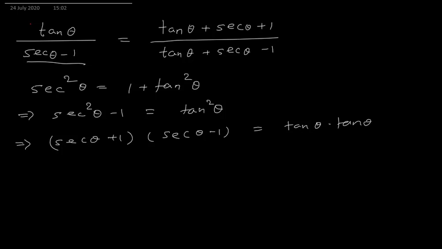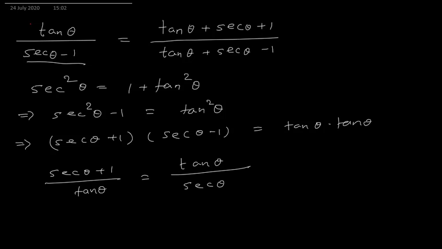Now I will write this as here in denominator I want sec theta minus 1. So what I will do, I will write sec theta plus 1 upon tan theta is equals to tan theta upon sec theta minus 1. Let us say this ratio is equals to k. I will consider this as equation 1.